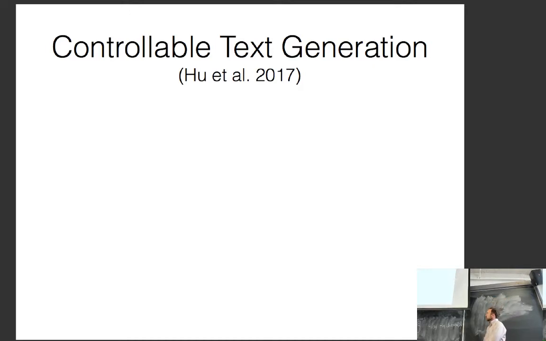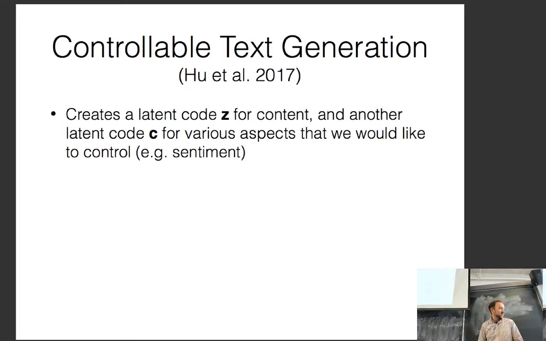Then there is perhaps something more interesting, more of a twist on the latent variable models. This paper is called Controllable Text Generation, or Towards Controllable Generation of Text, or something like that. And what it does is it creates a latent code Z for content and another latent code C for various aspects that we would like to control, including sentiment.